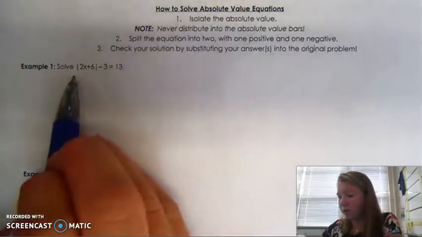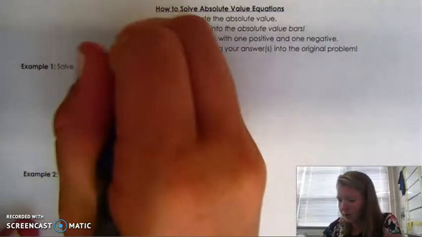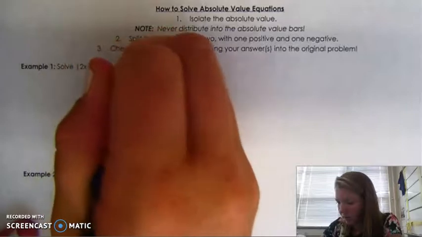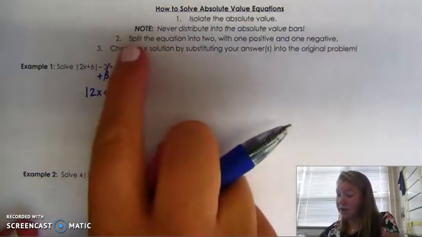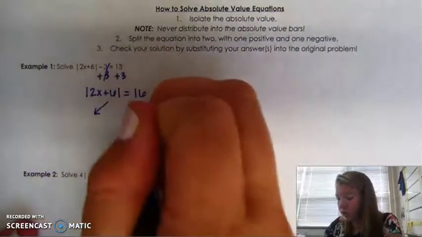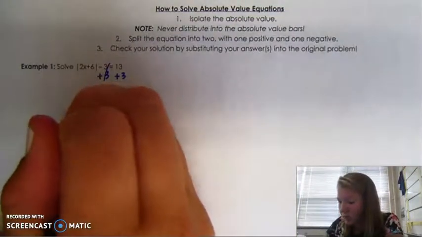First step, of course, is to get the absolute value bars by itself. So we're going to add 3 to both sides. So 2x plus 6 in absolute value bars equals 16. Now, next step is to split the equation into 2. So I'm going to draw 2 arrows to separate my work. I'm going to have one as 2x plus 6.